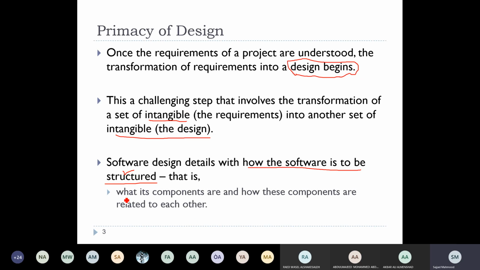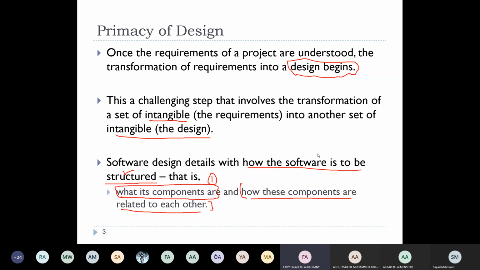And how we do it, basically we say, what are the components of this system? This is the first thing we do. And the second one is how these components are related to each other. So a design is about structuring the application, and basically we say, what are my components? And once I know my components, I need to also understand how these components are related, interacting, or talking to each other. Is this point clear? Yes, please go ahead.